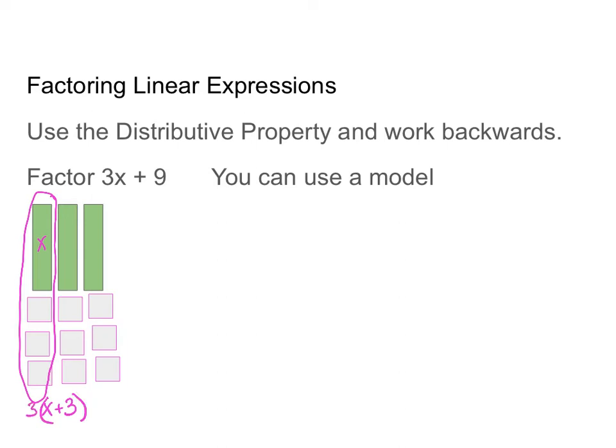So I'm going to go ahead and show you how to do it algebraically. So I have 3x plus 9. I have 3x. I'm going to find my common factor. So I have 3 times x, and then I have 9, which is 3 times 3. Well, what do I have in common? I have a 3. So that means that I can pull out the 3.